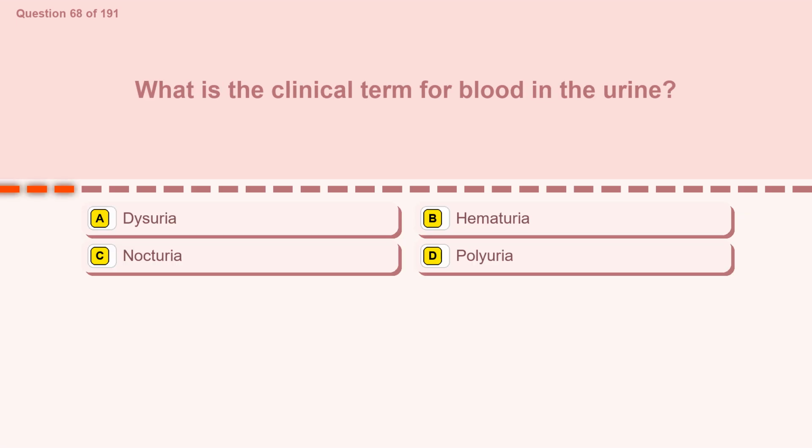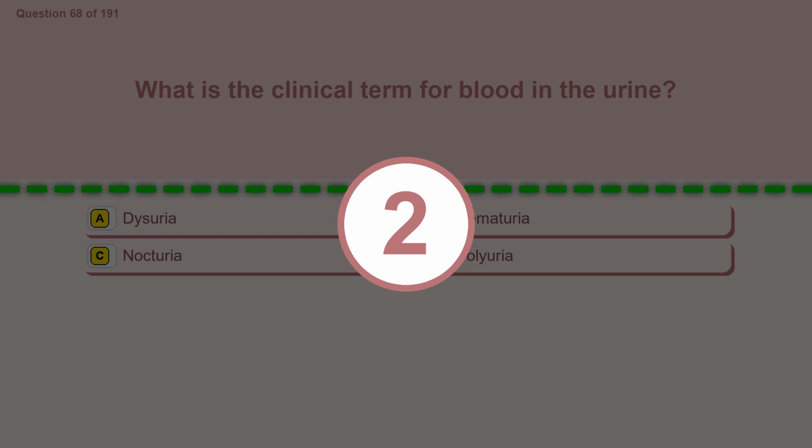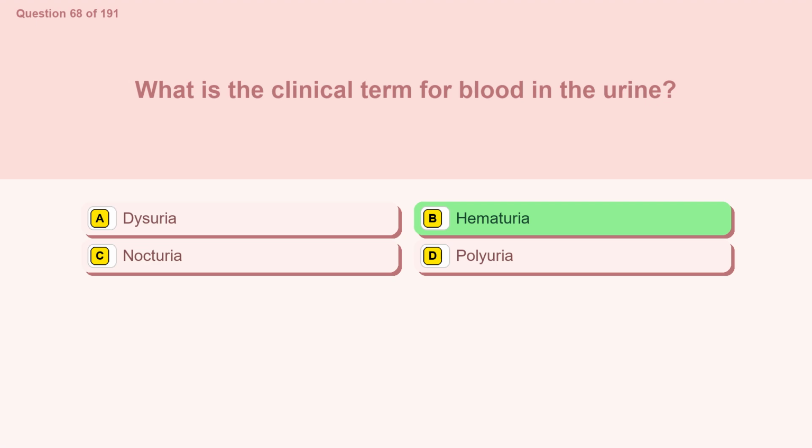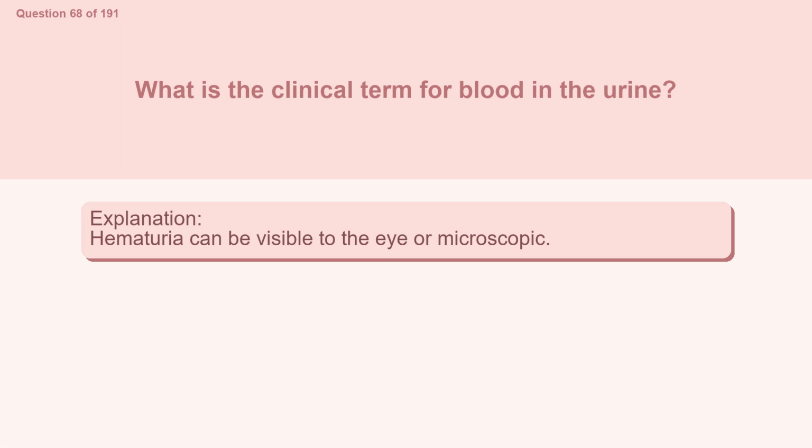Question 68. What is the clinical term for blood in the urine? Option A, dysuria. Option B, hematuria. Option C, nocturia. Option D, polyuria. The correct answer is option B, hematuria. Hematuria can be visible to the eye or microscopic.